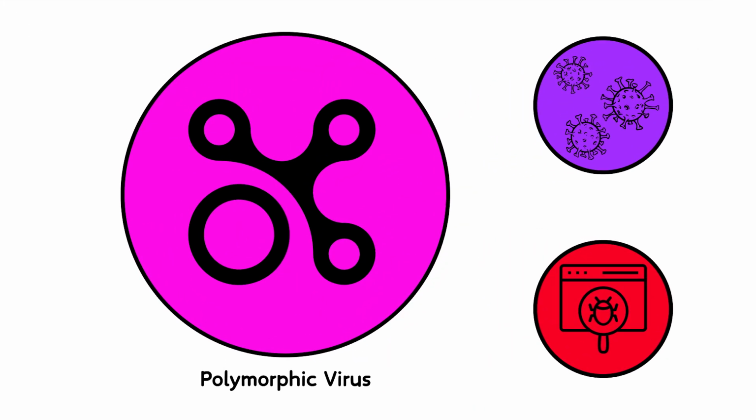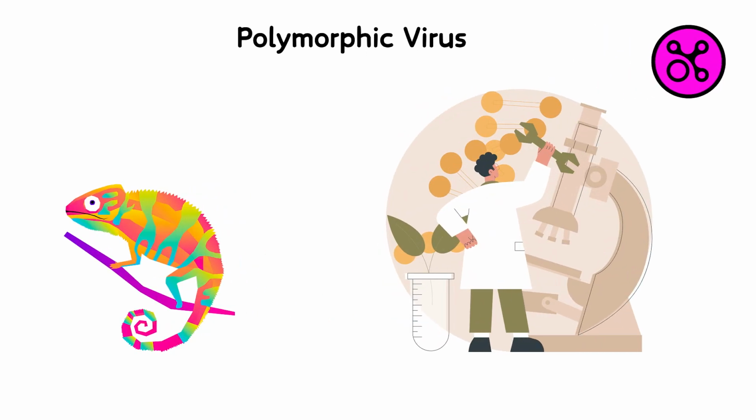Polymorphic Virus. Polymorphic viruses are the chameleons of the virus world. They can change their appearance every time they infect a new system. This ability to mutate their code with each replication attempt makes them particularly hard to detect and remove because they can appear as a completely new virus each time.